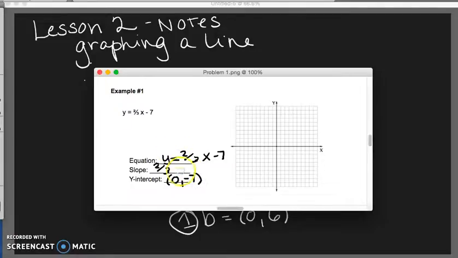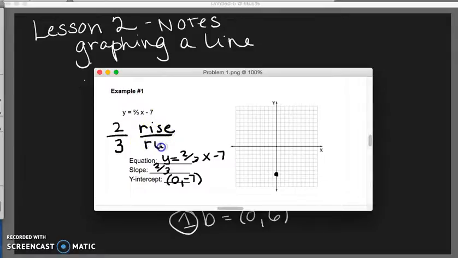So the first step, remember, is you want to plot your y-intercept. So let's go down on the y-axis to 0, negative 7. So 1, 2, 3, 4, 5, 6, 7. And we're going to make a point. And now from there, we're going to use our slope. And I'm going to write the slope a little bit bigger so that we can see how we're going to move. So remember, rise over run is your slope.